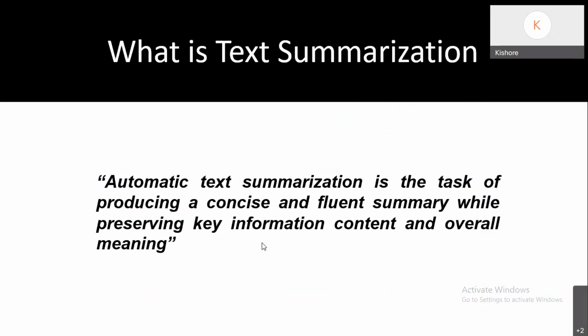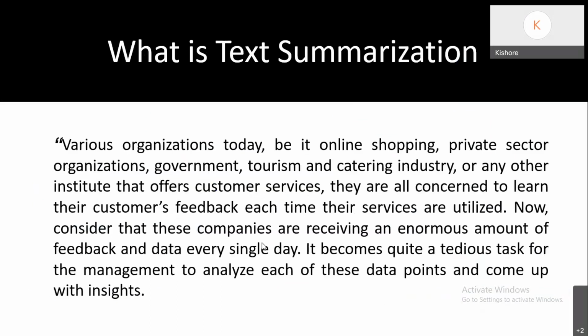Next, this is one of the definitions. Automatic text summarization is the task of producing a concise and fluent summary while preserving the key information content and the overall meaning. So whenever we try to summarize something, we need to understand one major thing.